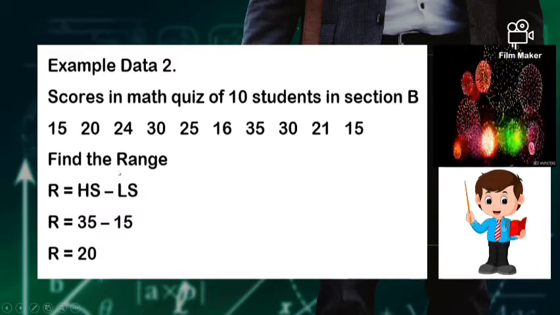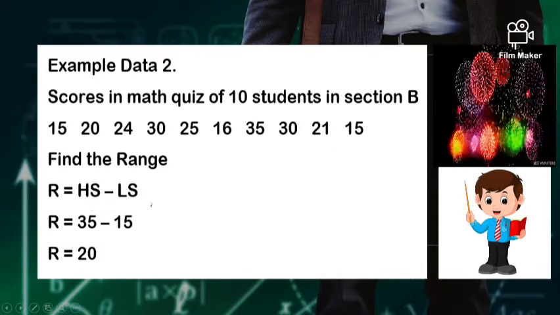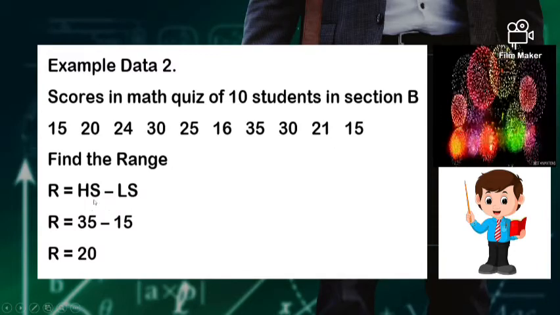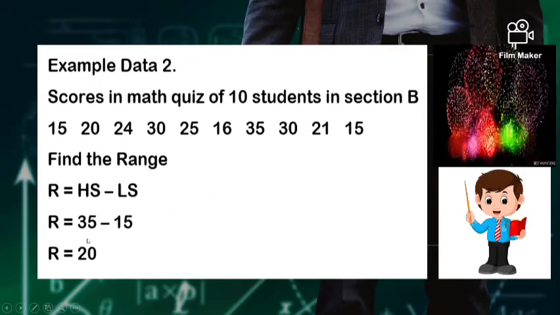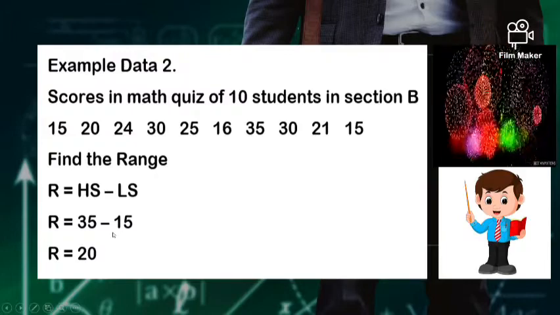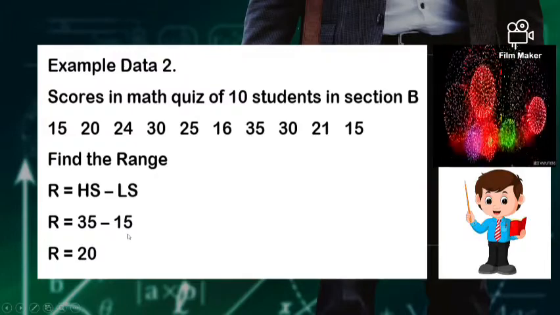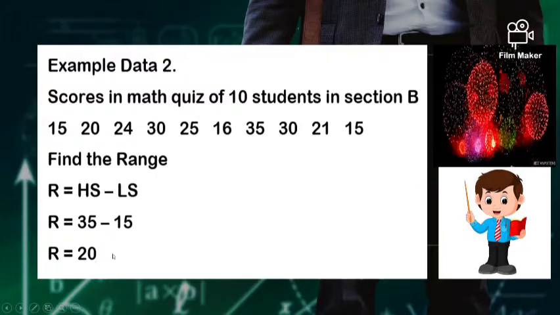And then you are to find the range. Of course, you have to subtract the lowest score from the highest score. Here, in this set of data, your highest score is 35 minus your lowest score, which is 15. And so you have 20 as the range.